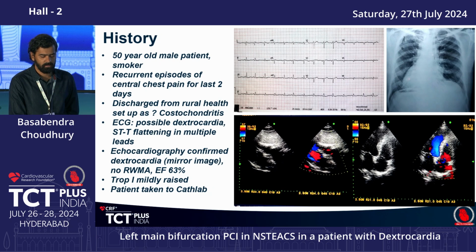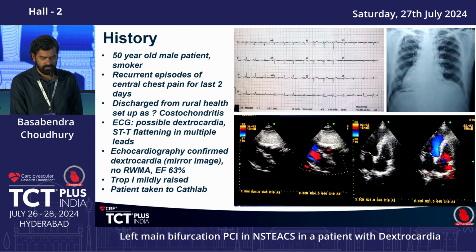This was a 50-year-old male patient who was a smoker with recurrent episodes of central chest pain for the last 2 days. Actually, he was discharged from a rural health setup with a diagnosis of costochondritis. The pain was not getting relieved, so he came to the town and was taken for expert opinion.